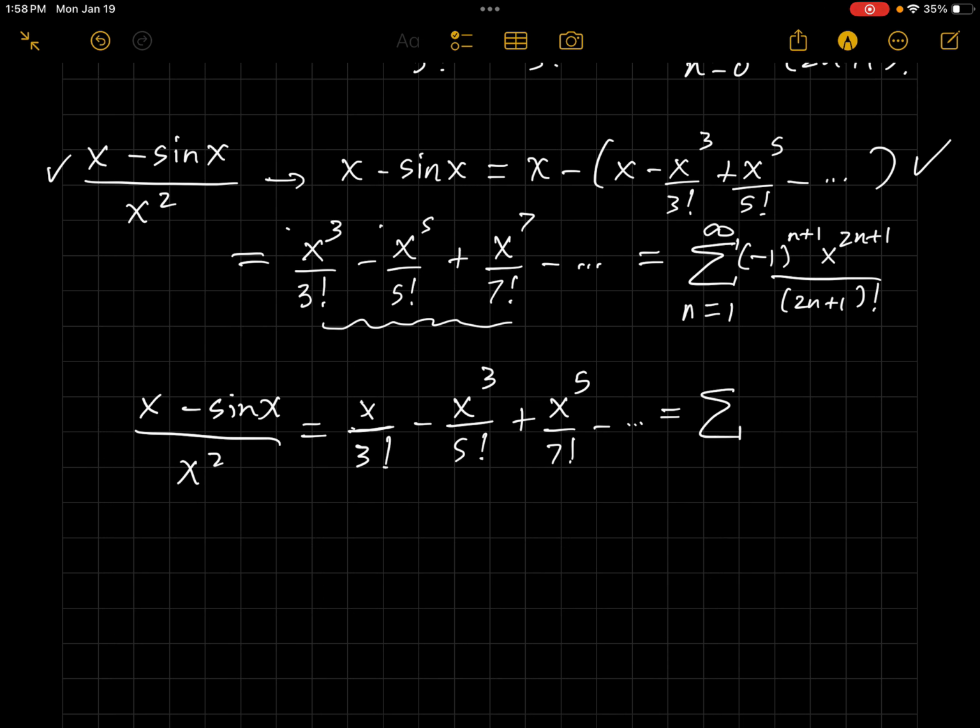And how does it affect my general term? Well, the only thing I did was I subtracted 2 from each exponent. So instead of having x to the 2n plus 1, I have x to the 2n plus 1 minus 2, or x to the 2n minus 1.